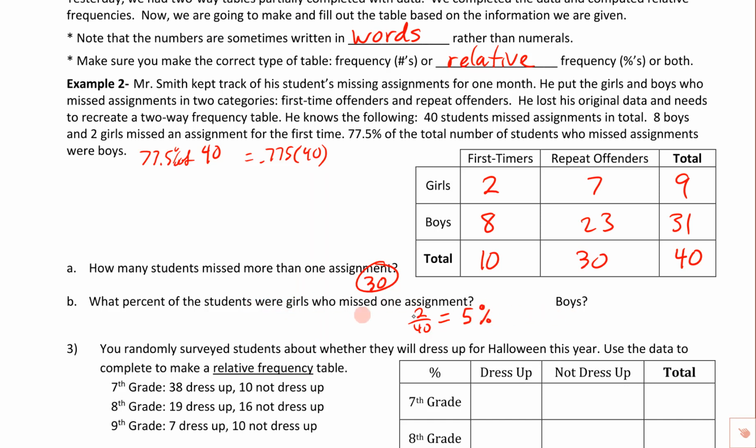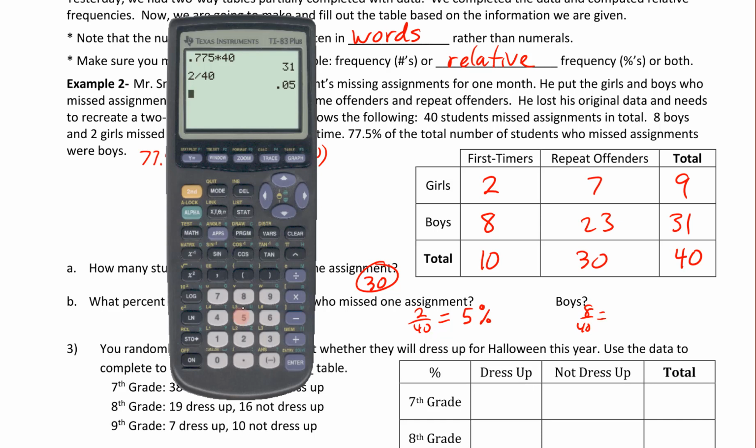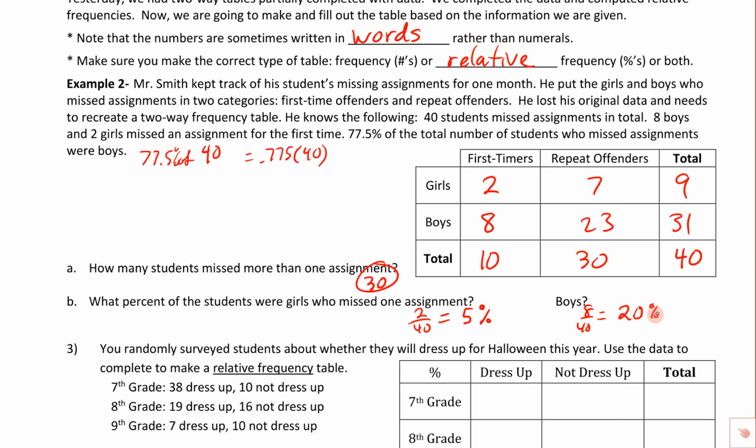And same question, except for now it's boys. Boys who missed one assignment. So boys who missed one assignment, that's going to be 8 out of 40. You may know what that one is also. I'm going to grab the calculator. 8 divided by 40. We hit enter and we end up with 0.2. Moving that over 2 places, we end up with 20% of them.